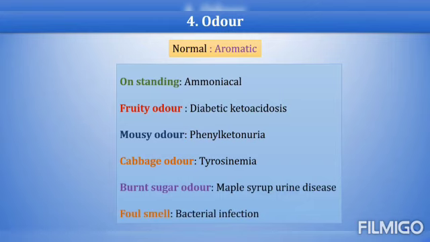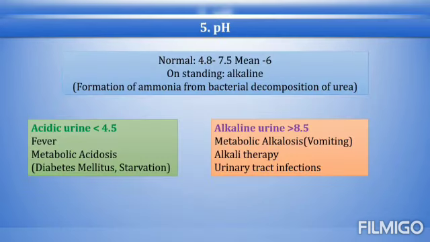Then fourth one is odor. The normal odor of urine is aromatic. On standing it is ammoniacal odor. Fruity odor in case of diabetic ketoacidosis. Mousy odor in phenylketonuria. Cabbage odor in tyrosinemia. Burnt sugar odor in maple syrup urine disease. And foul smell in bacterial infection.